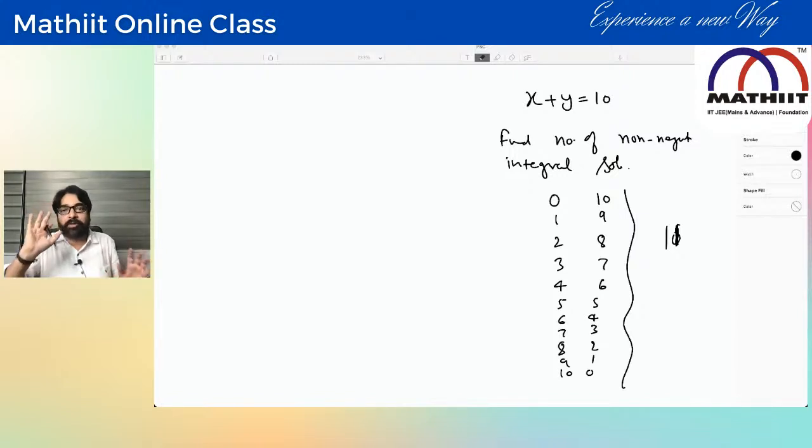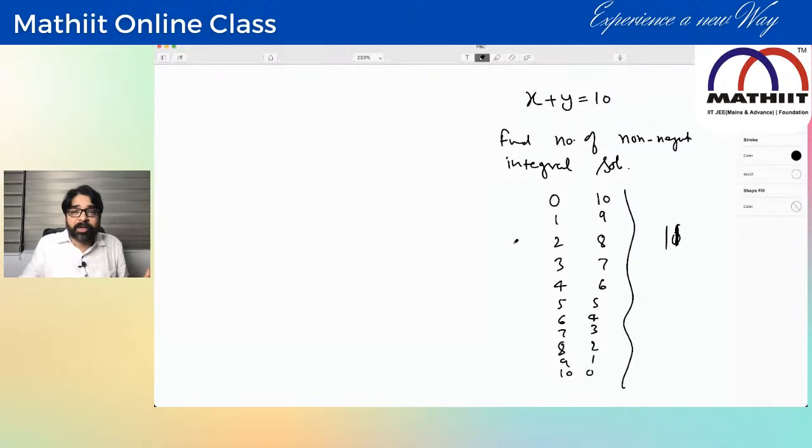x plus y equal to 10 means I can assume I'm having 10 identical objects. I have to distribute into two groups whose names are x and y. And non-negative, they say, there may be a chance that x can get 0 and y also can get 0. So empty group is allowed. Speak out. Have you understood? So it means distribution of 10 identical objects into the two. Anyway, this is what the meaning of the equation is, nothing else. When we say integral solution, positive integral solution, this is what the meaning is.